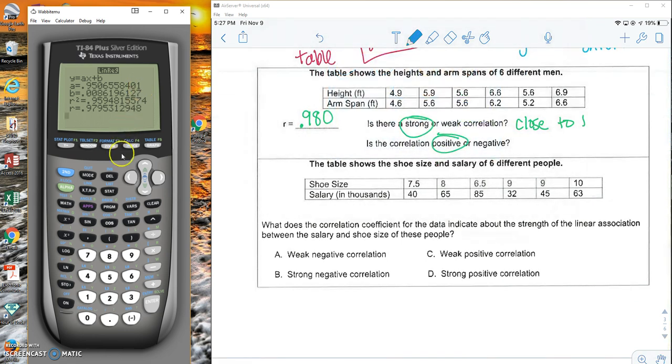Okay, so one last example on this. We have a StatEdit. So Stat Calc 4. And my R value is negative 0.444. So that is a negative number, so it's got to be A or B. And it is a smaller number, so that is weak. It's considered weak if it's not like 0.6, 0.7 or above.